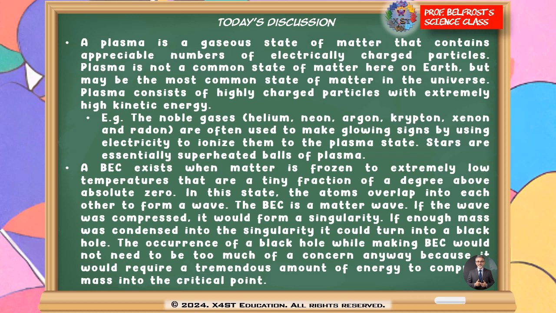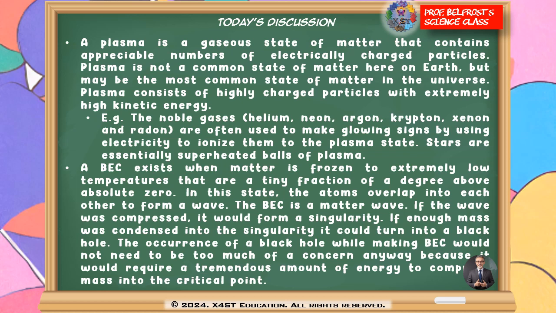Plasma consists of highly charged particles with extremely high kinetic energy. How to make a plasma? You can make it by splitting a grape and putting it in a microwave. Then you can create plasma, actually, if you want. You can watch many YouTube videos about it. For example, the noble gases like helium, neon, argon, krypton, xenon, radon are often used to make glowing signs by using electricity to ionize them to the plasma state.